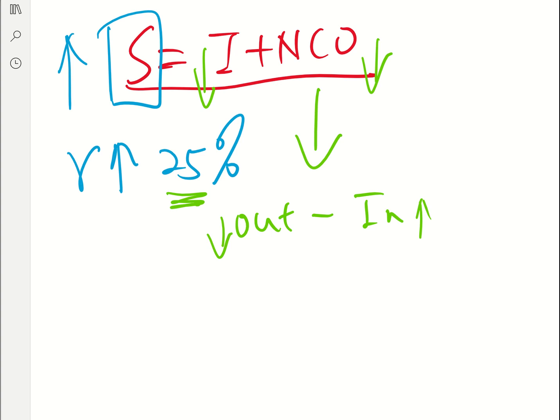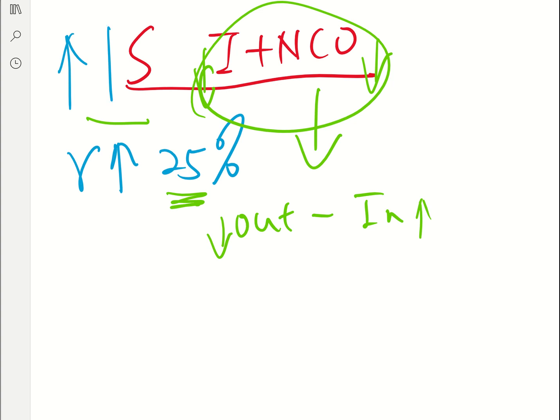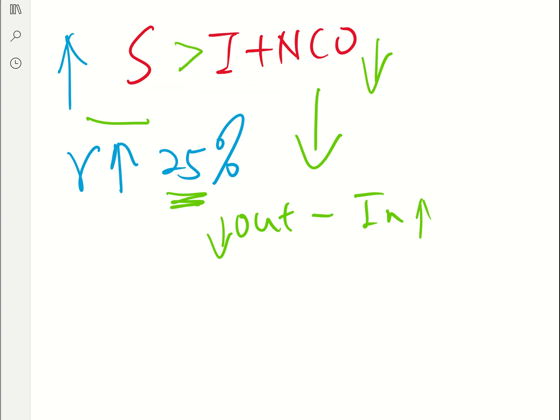We got a problem, right? Because for this equation, on the left-hand side, we have an increase. On the right-hand side, we have both decreases. So they're not the same anymore. So that's why this equation, this equal sign, is not a hard equal sign. Whenever the condition changes, this will change as well. So in this case, when the interest rate goes up, you're going to see that your domestic saving will be more than our investment plus NCO. Okay, and then vice versa.